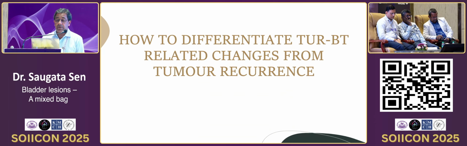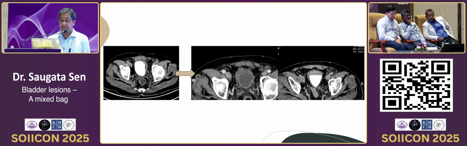Now, how to differentiate a bladder which has undergone TURBT from tumor recurrence? Oftentimes, when you have a bladder which has undergone TURBT, the walls become very edematous. So here you have a tumor over here which underwent the first surgery, which was TUR and resection of as much tumor as possible in the bladder. And then on follow-up, you can see there is a lot of edema in the wall, and we really do not know whether there is tumor developing or not.